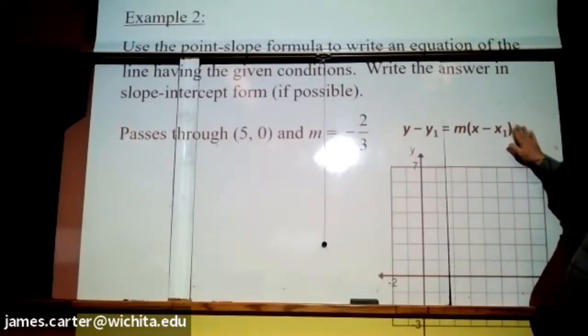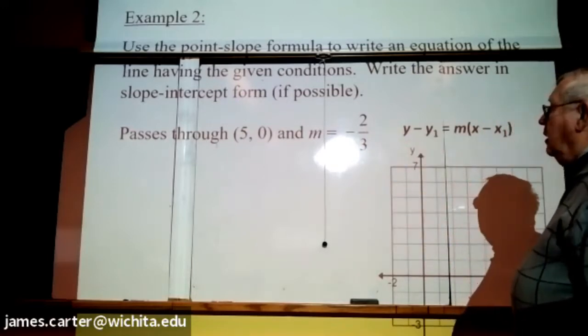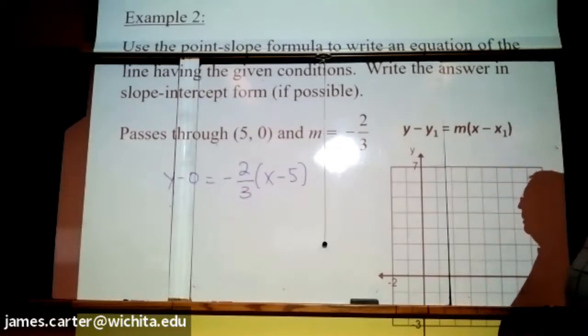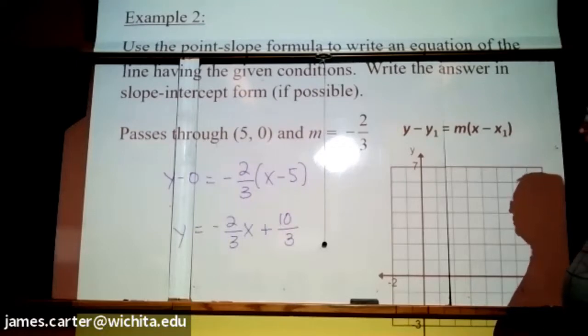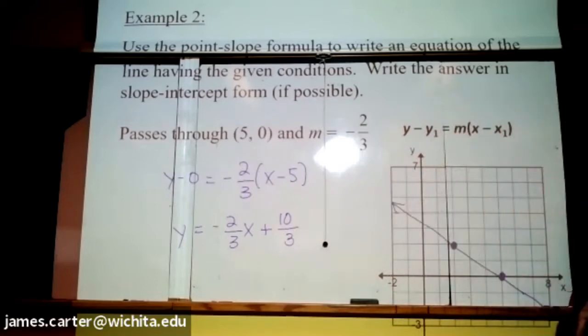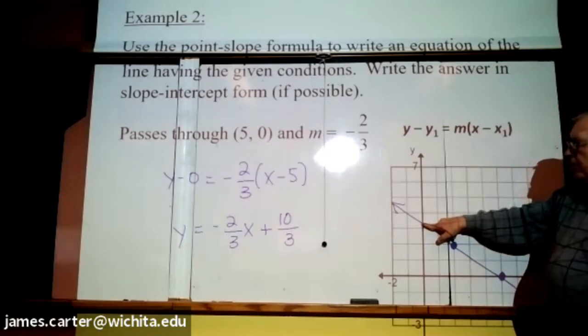Okay, we've got another problem. This time, it passes through the point (5, 0), and the slope is -2/3. Here we put the values into the equation, this point slope form. We distribute the 2/3. The 0 becomes a nonentity. So you have -2/3 x plus 10/3. Well, 10/3 is 3 1/3. So 1, 2, 3, and about 1/3.